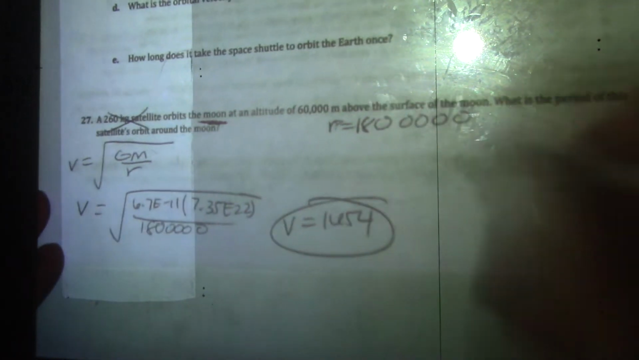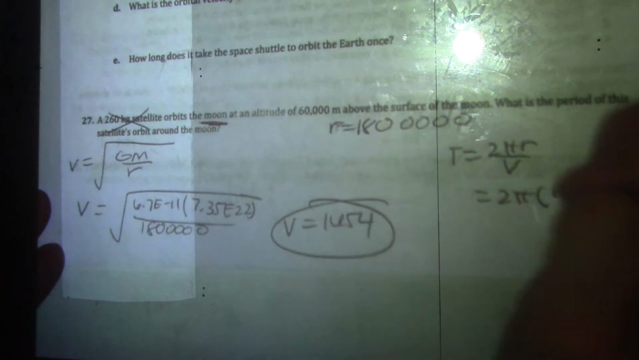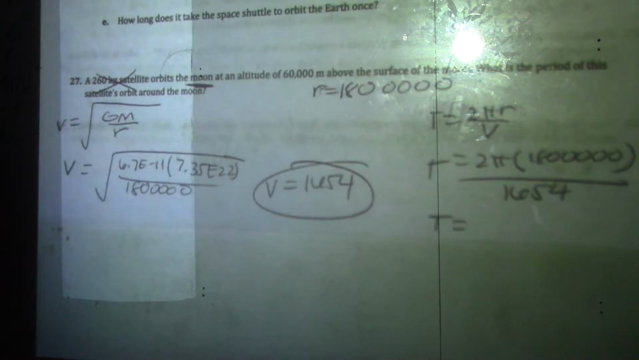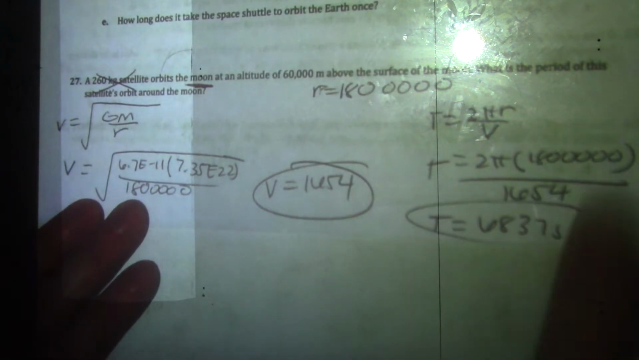And now we're looking for our period. Period is 2 pi r over v. 2 pi times the radius we just found, the 18 with a lot of zeros, over our velocity. So then into your calculator, I got that my period was 68.37 seconds.